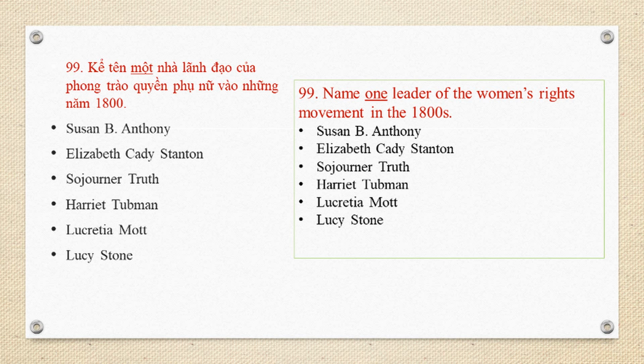99. Name one leader of the women's rights movement in the 1800s. Susan B. Anthony. Elizabeth Cady Stanton. Sojourner Truth. Harriet Tubman. Lucretia Mott. Lucy Stone.